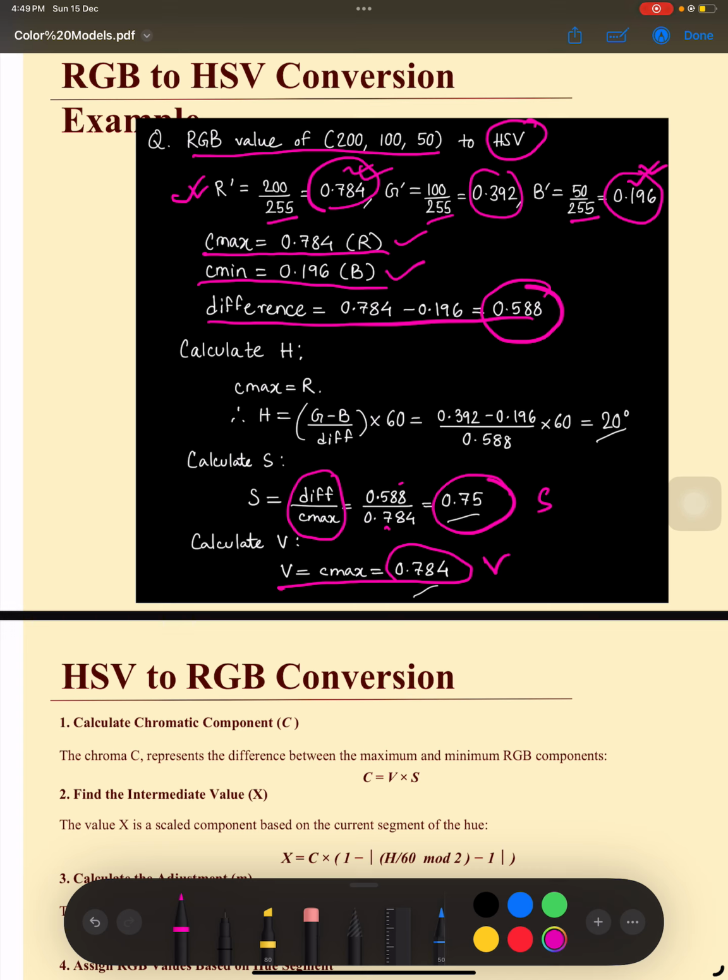And lastly, since Cmax is equal to R, this was my initial formula, and with that I multiply by 60. The answer is positive, so I do not need to add 360 to it. So my H value is 20 degrees. So these three are the parameters of my HSV.